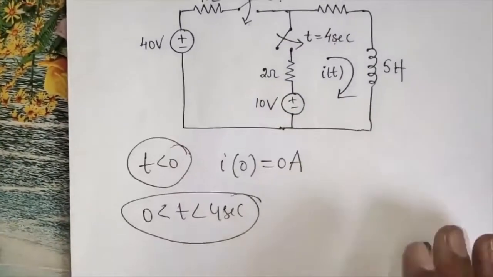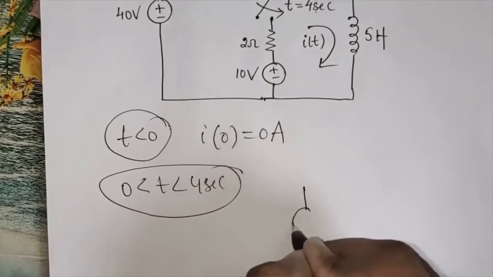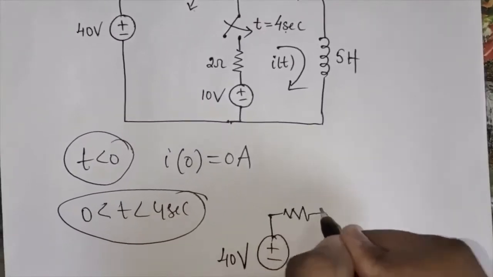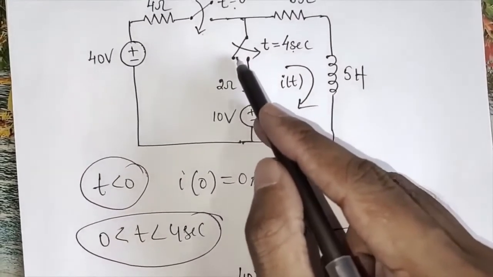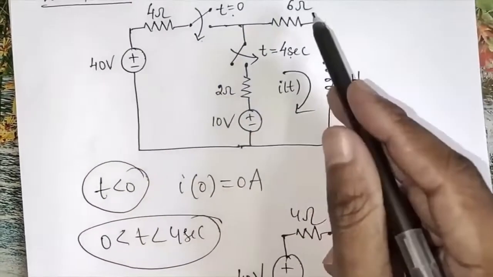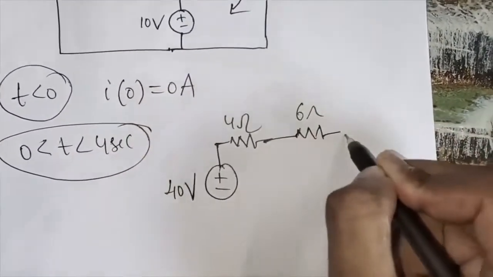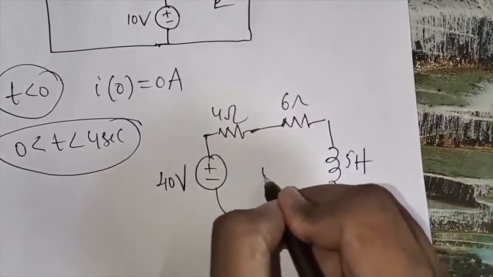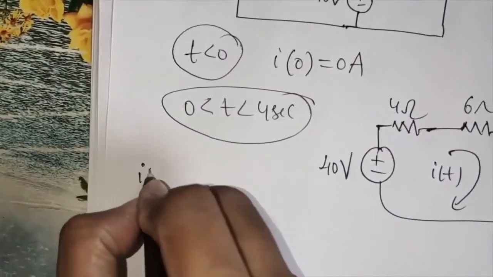So let us redraw the circuit. When the time is in between 0 and 4 seconds, I'll have a voltage source of 40 volts in series with 4 ohms, and since this is open at t is equal to 0 and 4 seconds, this branch is open, so you will have a 6 ohm resistor in series and an inductor of 5 henries.